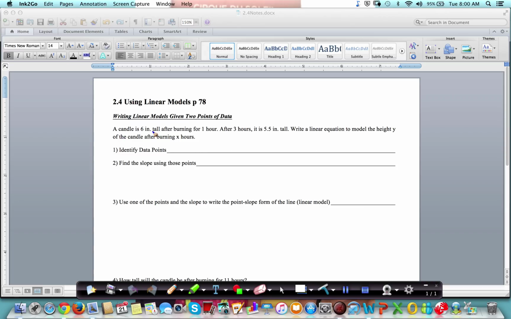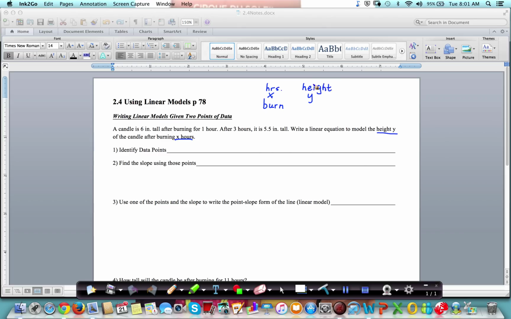A candle is 6 inches tall after burning for 1 hour. After 3 hours, it is 5.5 inches tall. Write a linear equation to model the height y of the candle after burning x hours. So they've given us x, y, x being the hours that it's burning, and y is the height of the candle.